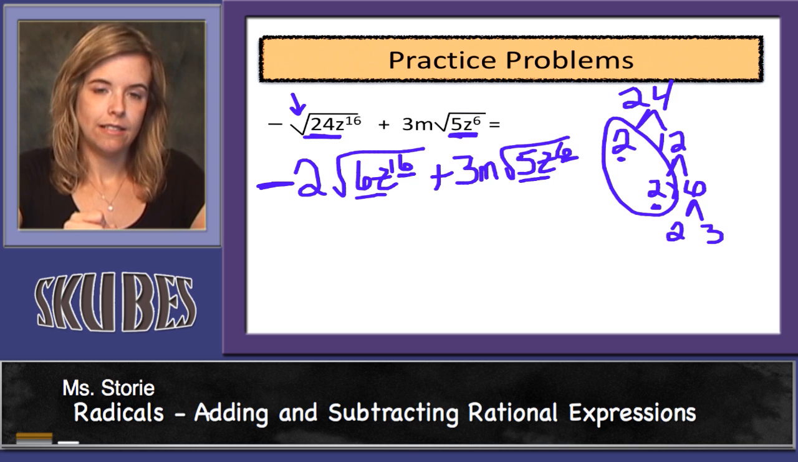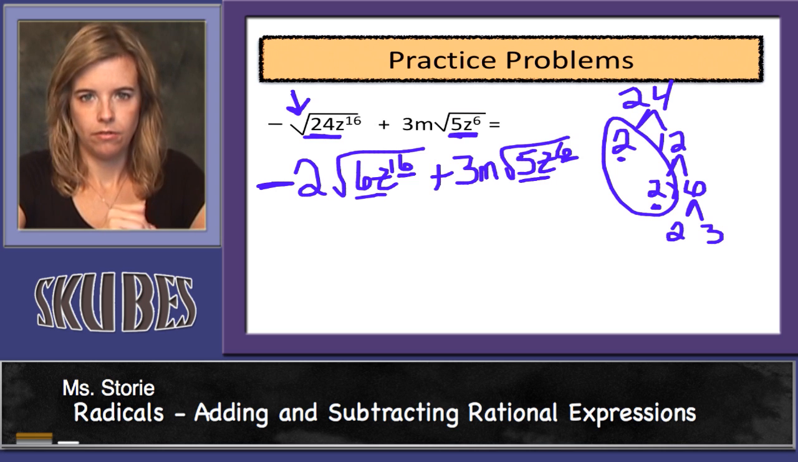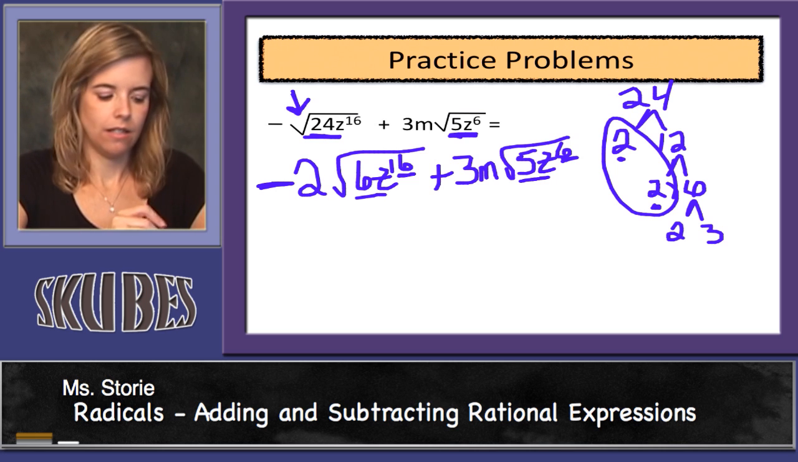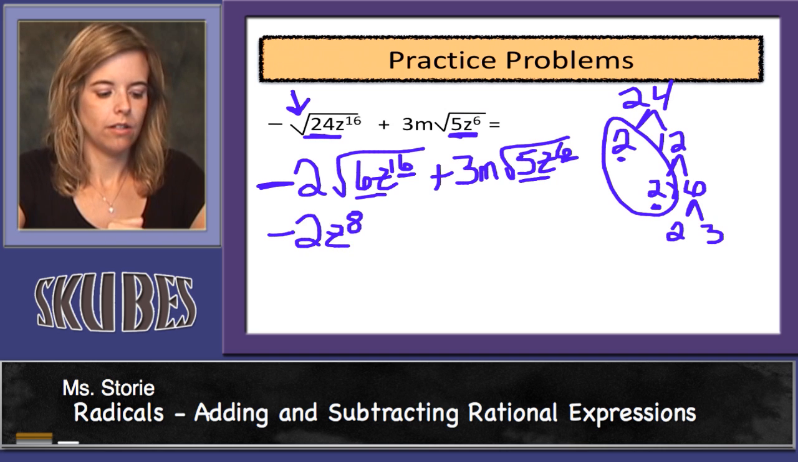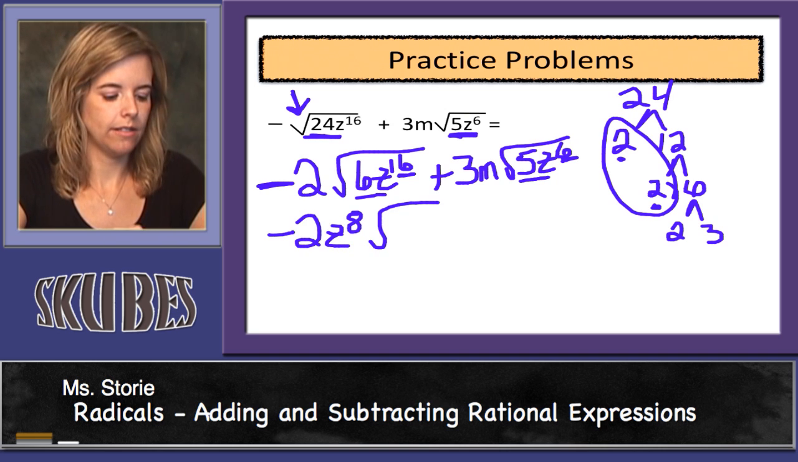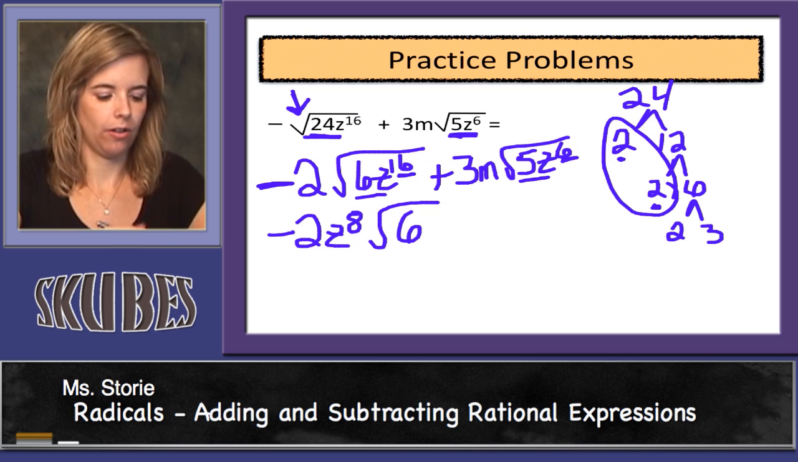So if I have 16 z's and we're looking for pairs, how many pairs are in 16? 16 divided by 2 is 8. So you actually have 8 pairs of z's. And that 6 is still there. Because you had all of the z's pair up, you don't have any left over under the radical.